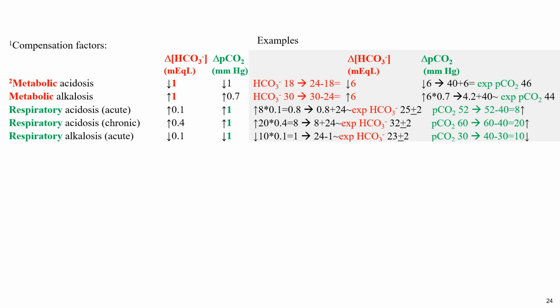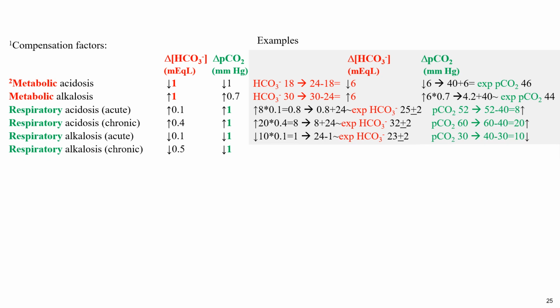This gives us 1. When PCO2 goes down in respiratory alkalosis, bicarbonate also goes down, so we subtract 1 from 24. This gives us an expected serum bicarbonate of approximately 23.